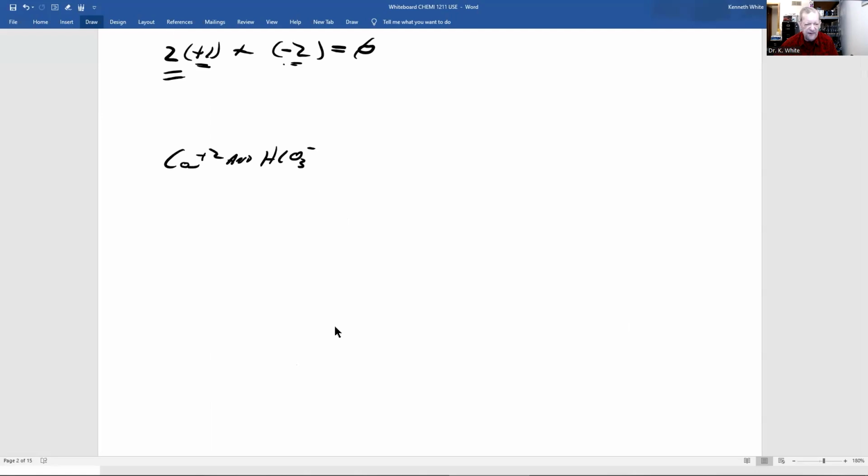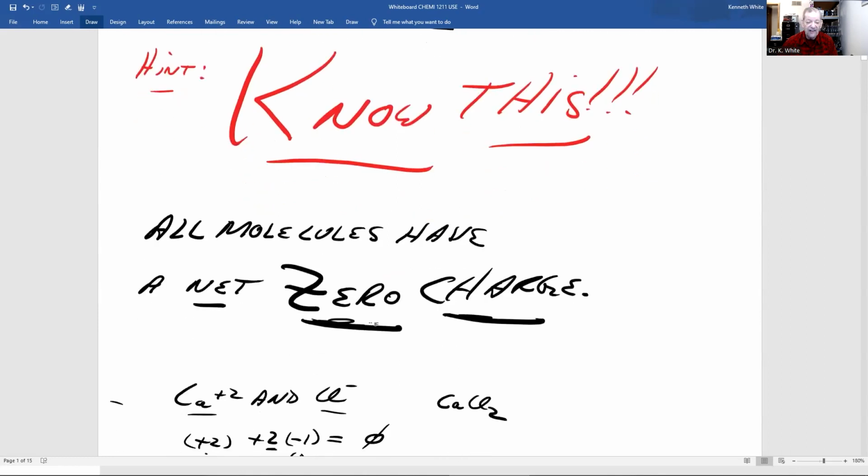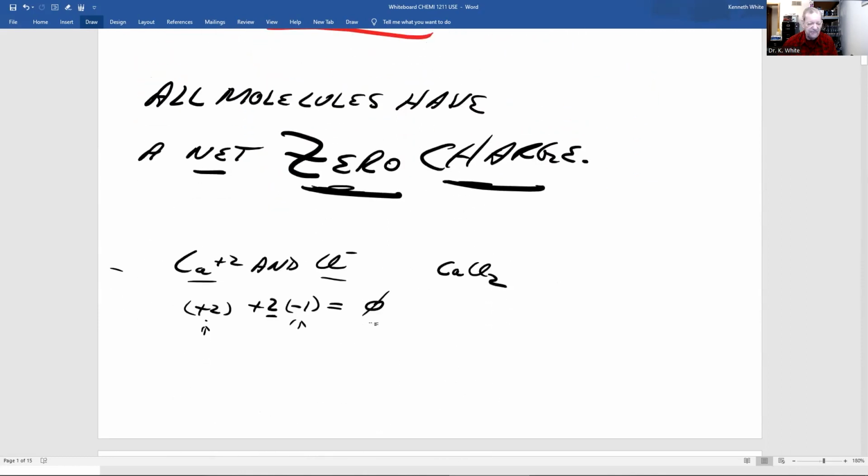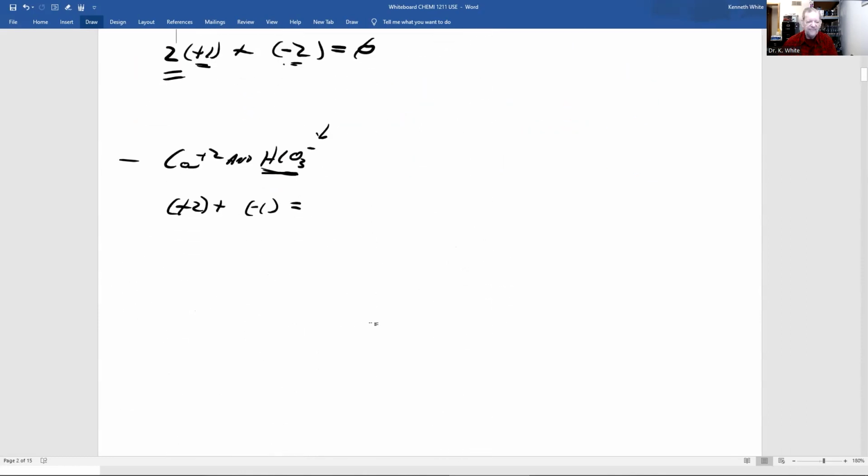So what's the empirical formula for a molecule with a +2 calcium and a -1 bicarbonate? Well, this is a +2 charge. This whole thing here is a -1. As you know, all molecules have a net zero charge. Know this. And this has to add up to 0.